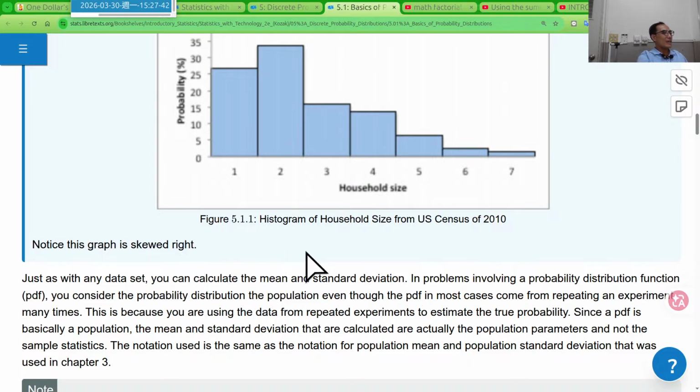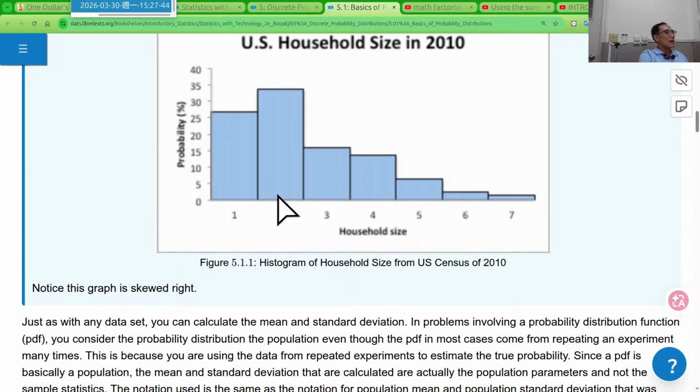And here, that's skewed. Why? One household has 1 person, that's the number 2 probability. One household has 2 people, that is the highest ratio, highest probability. And so the distribution is not a normal distribution. It's skewed right.